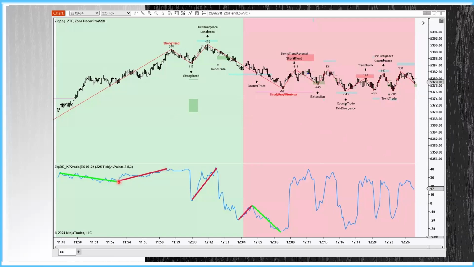So we can see that from this point right here at about 11:52, resistance started to get put in to this high at the height of this strong trend. And then it was followed by a tick divergence exhaustion price pattern, which again, we saw resistance going into that. So again, using all the tools tells me that there was resistance up here.